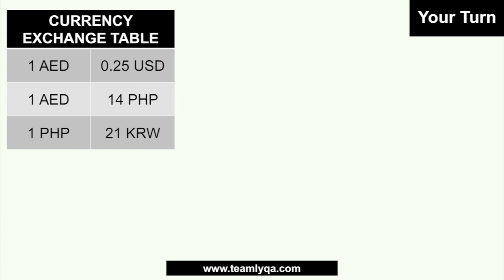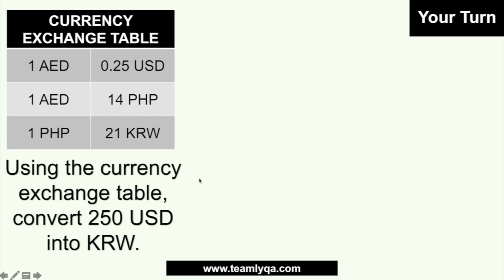All right. So let's see how you did. Okay. So we have 1 AED is equal to 0.25 USD. 1 AED is 14 pesos. And then 1 peso is 21 Korean won. Okay. Now the question is this. Using the currency exchange table, convert daw yung 250 US dollars into Korean won.